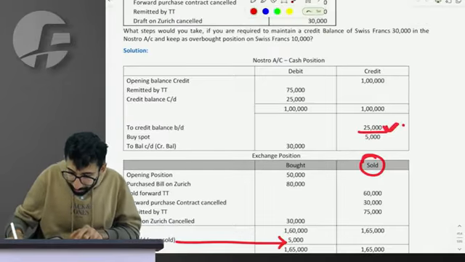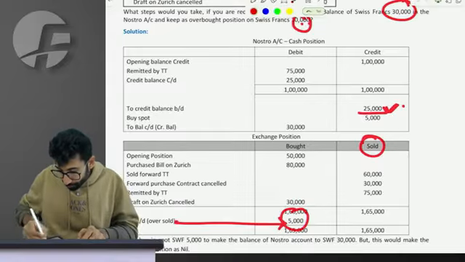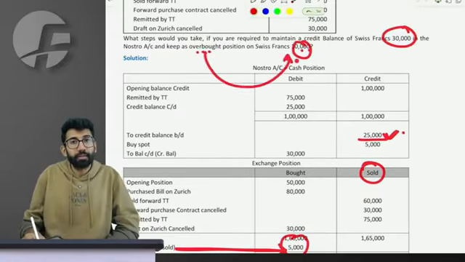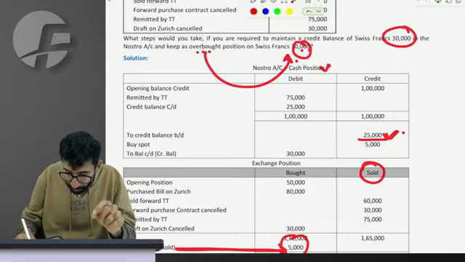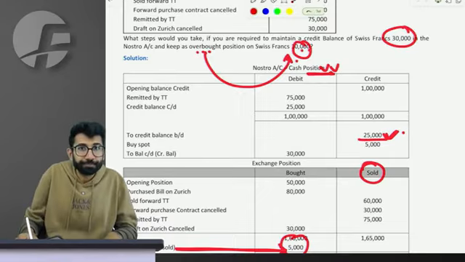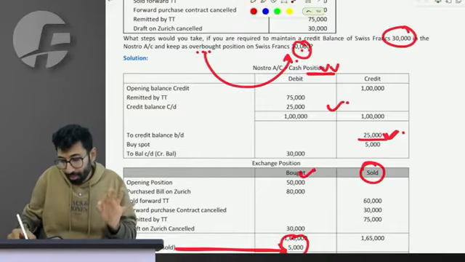25 is to be made 30 and 5 is to be made 10. It is oversold right now. It has to be made overbought 10. Sir, please remember, always you should do the adjustment of cash position, the nostro account, in the spot market, right? Because the spot market will affect both the transactions, both the accounts.